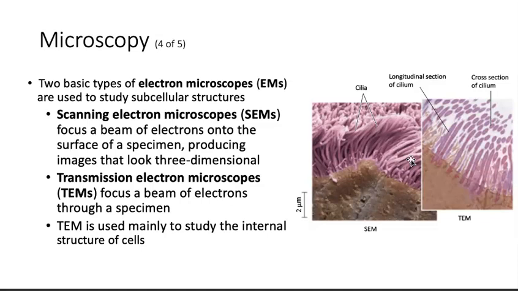Then there's a transmission electron microscope, in which we see the same basic structures of cilia, but this time, look at the picture here. We're not seeing the surface of the structure, we're actually seeing through the structure. We're passing electrons through the specimen. This allows us to see inside of things. So the transmission electron microscope allows us to study inside of cells, inside of structures, and scanning electron microscopes let us see the outside of structures.